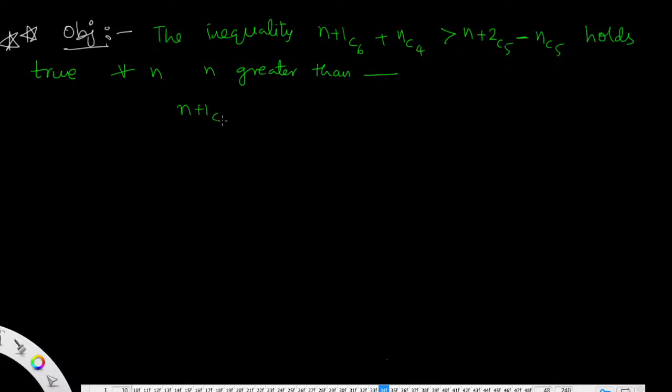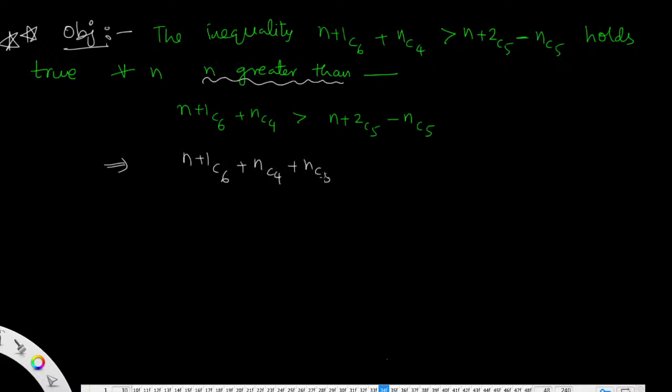n plus 1C6 plus nC4 is greater than n plus 2C5 minus nC5. So that is the question given. From this we have to find n greater than or equal to dash. Okay, then n plus 1C6, bringing nC5 to this side, plus nC4 plus nC5 is greater than n plus 2C5. So just rearranging the nC5.